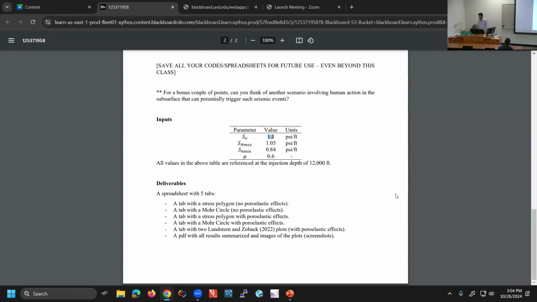It's a logical value to have. It's just that when you go from PSI per foot to unitless, in terms of SV, it won't be 0.43 anymore. It will be less. So it's important to know that. I didn't mention it last year and they got caught, I think.